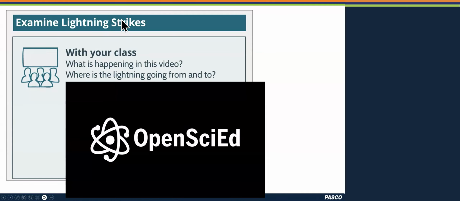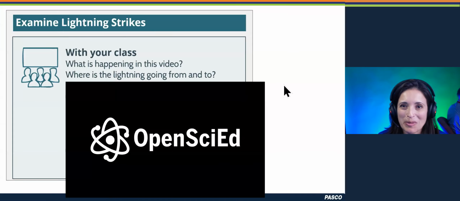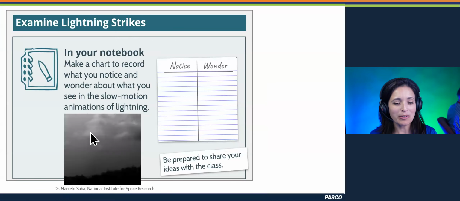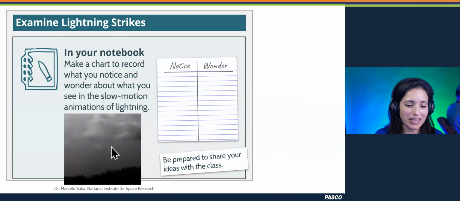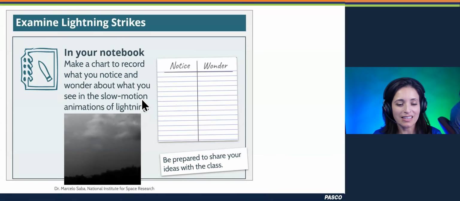Wouldn't it be great if we could slow down that video? And it just so happens that I do have a video of slow motion lightning, but we're not just going to watch it. Okay, go ahead and watch it once. It's an animated GIF. But we're going to write down this time what we notice and wonder.